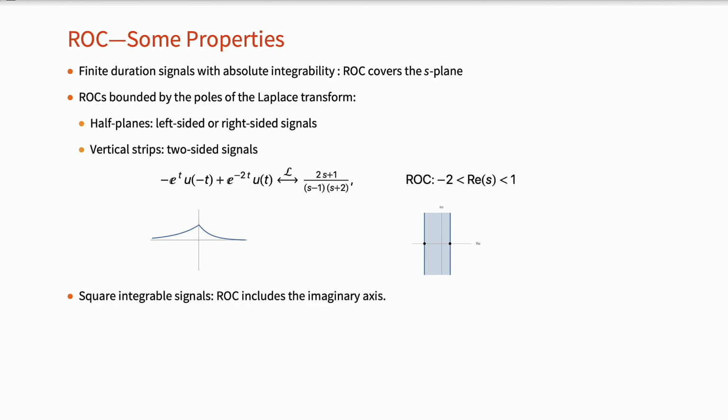Square integrable signals have Laplace transforms with ROCs that include the imaginary axis. Also, if the ROC does not include the imaginary axis, the corresponding time signal must be unbounded. Three bounded signals and their region of convergence are shown here. In all of these examples, the imaginary axis is included in the region of convergence. You have the left-sided signal, the two-sided, and the right-sided signal.